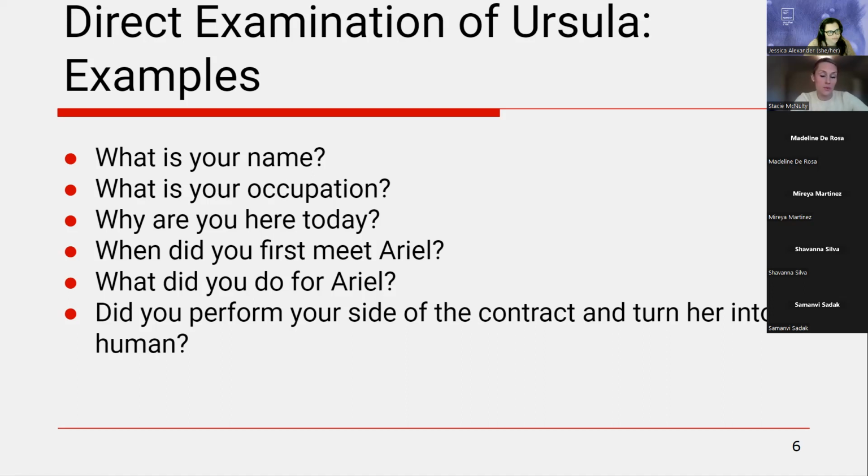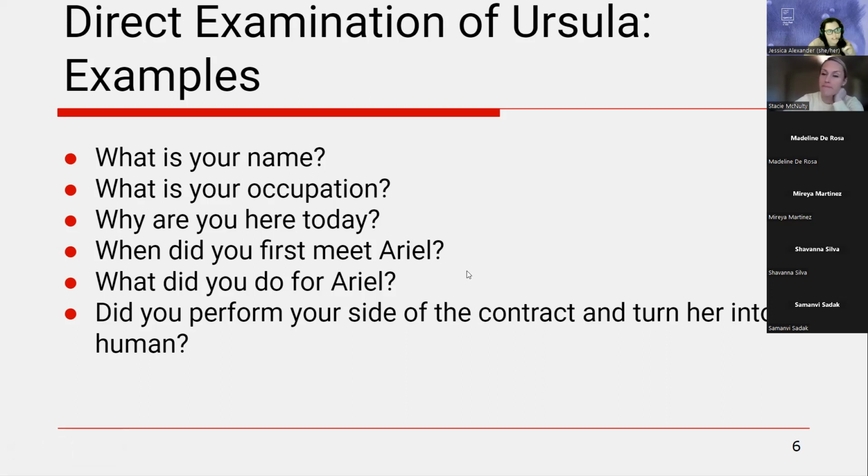And then did you turn her into a human? Yes. Okay, great. So that's just an example of how she had to explain everything. I wrote this question here, did you perform your side of the contract? Because sometimes you want to get little phrases in. But when we're just doing the general direct, like what's your occupation? Why are you here? When did you first meet her? What did you do?